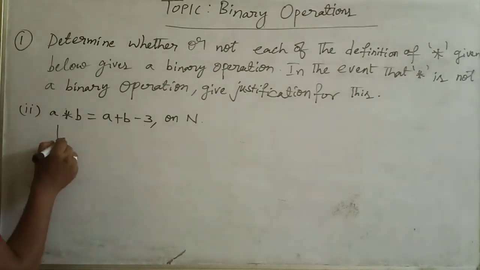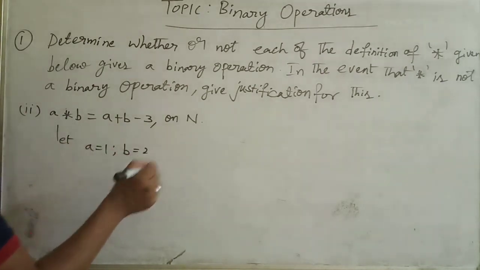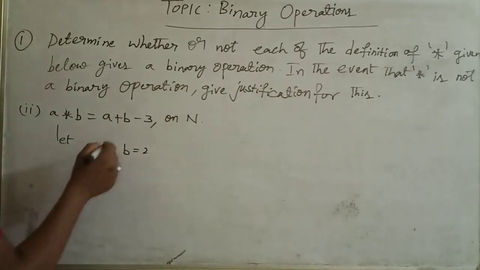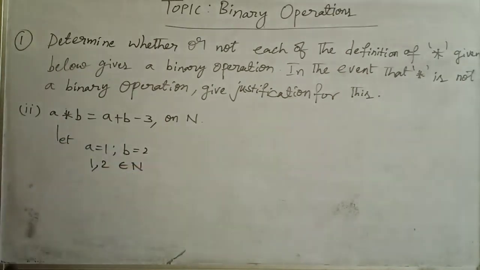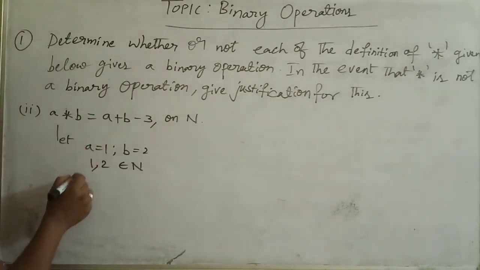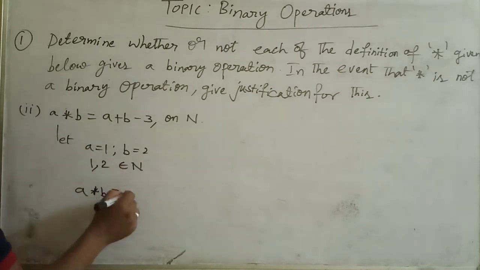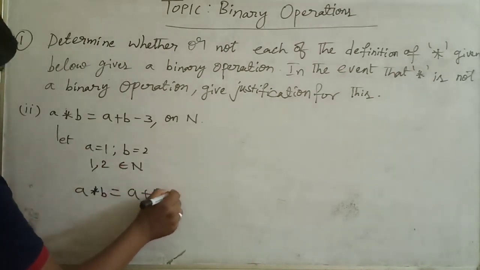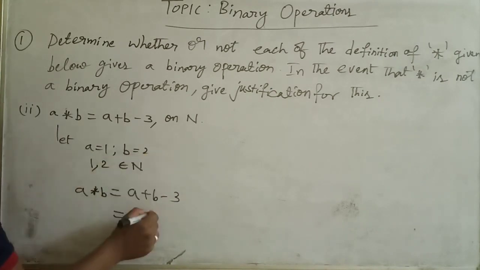Let a be equal to 1 and b be equal to 2. Then 1 and 2 belong to the natural numbers. Now a star b is equal to a plus b minus 3. Here a is 1 plus b is 2 minus 3. 1 plus 2 is 3.